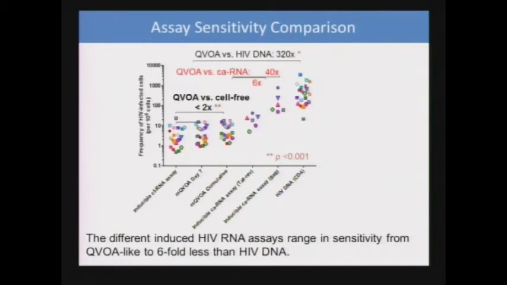In this study, for both of the cell-associated RNA targets we looked at, there was not a significant correlation. And we did find, as had been reported by the Mellers group and by Nicolas Chomont's group, that induced cell-associated RNA was between DNA and QVOA values, but it was more correlated with DNA, or significantly correlated with DNA, but not with QVOA.